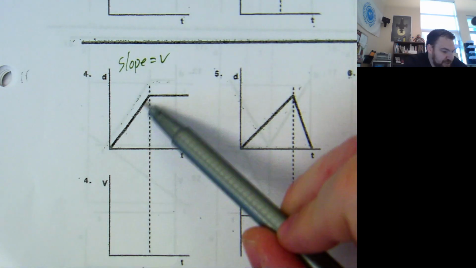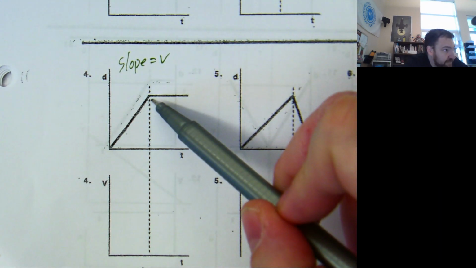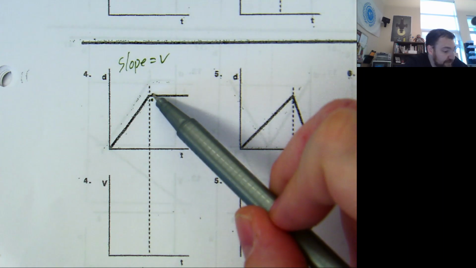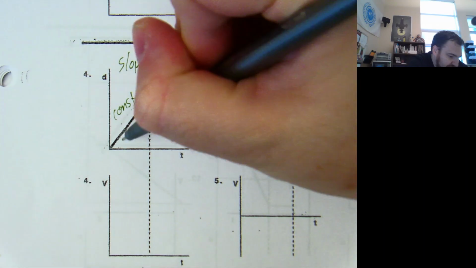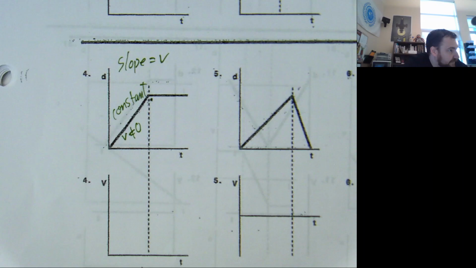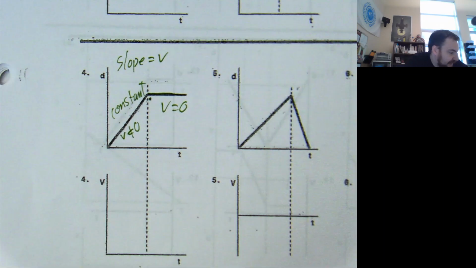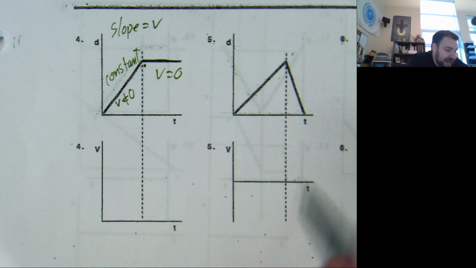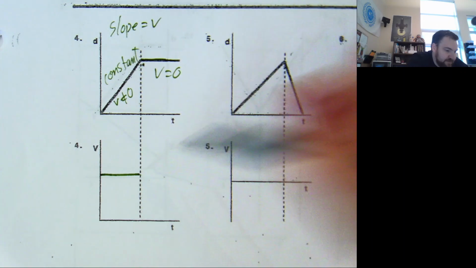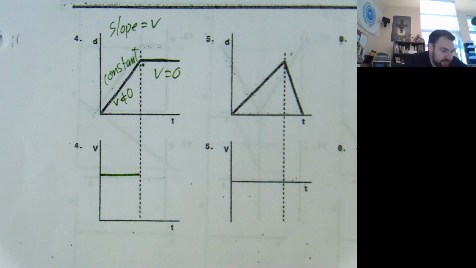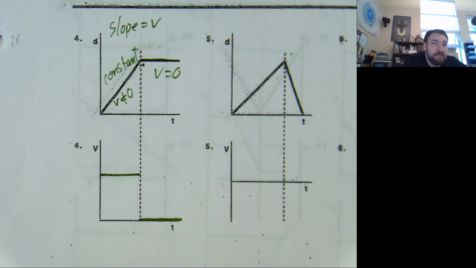So this is a constant slope. So the V is going to be positive because it's going up to the right, and it's the same the whole time. That means I have a constant V here, so this is constant V not equal to 0. It's something positive. And this being flat means that for this whole chunk, my velocity has to be equal to 0. So I'm going to have a constant velocity till the dotted line, and then a zero velocity till the end of the problem.